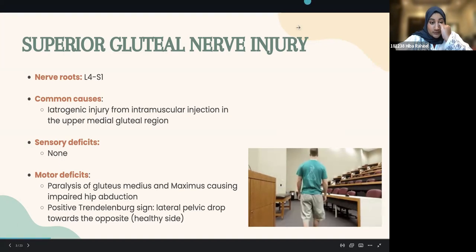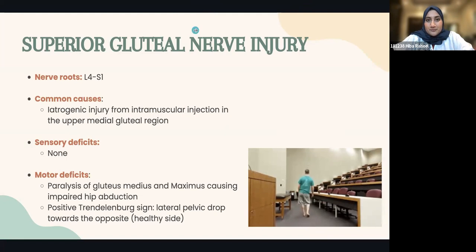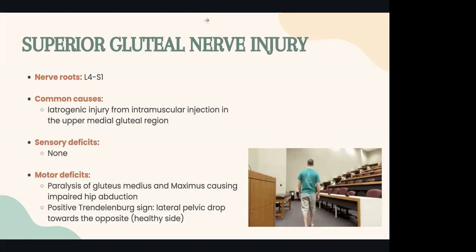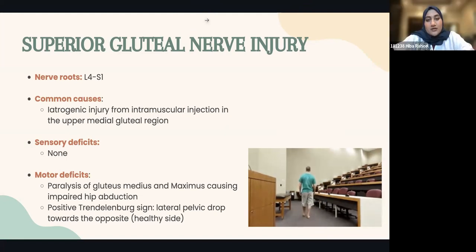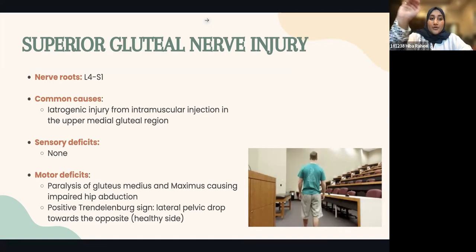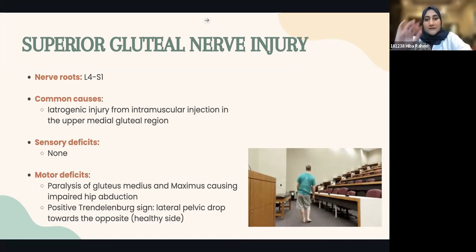So the superior gluteal nerve, does anyone know what muscles it supplies? Gluteus maximus? Yes, perfect. Gluteus maximus and also the medius muscle. The superior gluteal nerve comes from the fourth lumbar nerve to the first sacral nerve, so L4 to S1, and it's a very big nerve. It comes after sciatica. Sciatica is the biggest nerve in the lower limb, and then comes the superior gluteal nerve.